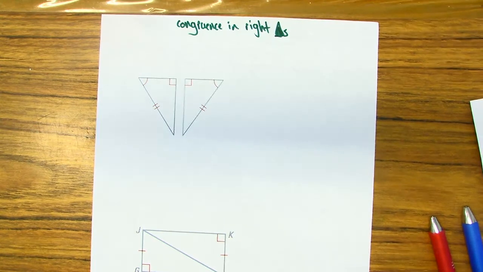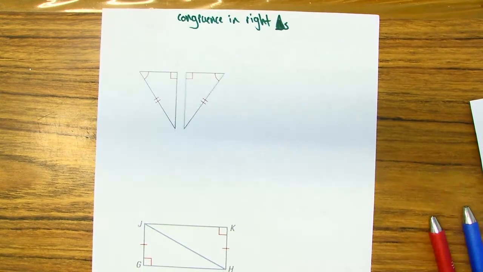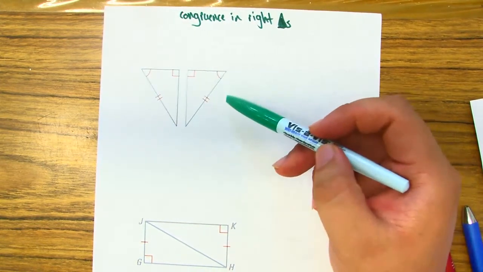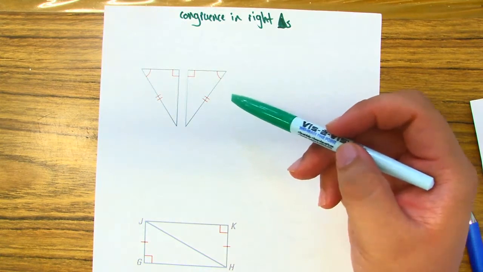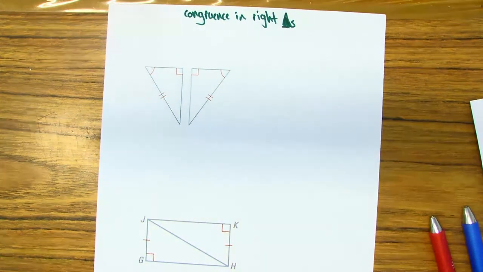Because we're going to be relating this to the past two lessons on side, angle, angle, and angle, side. Okay. So be careful of just answering this with just hypotenuse leg. So that's why I'm just giving you the example.